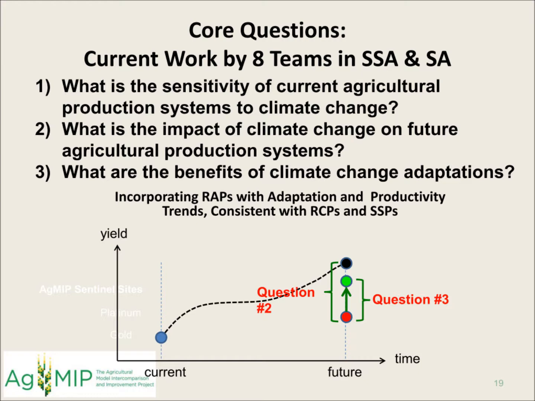And we're at number 2, we're trying to get at that question. What's the impact of climate change on future agricultural production systems? Projecting over time what the production would be if it's sort of business as usual without climate change. And then climate change itself would be something that would perhaps decrease or could increase production. And then question number 3 about adaptation is with adaptation, how would this recover and then replace some of the losses there? So that's what we're doing there.